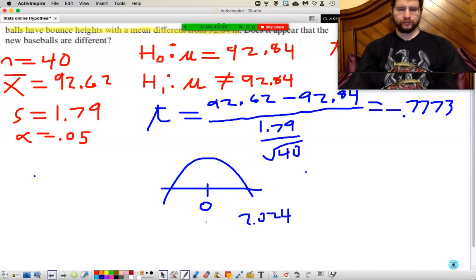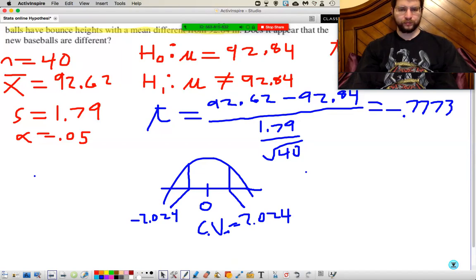That's my critical value, so I'm going to put that right here. That's 2.024. Now, I also have the two tail, negative 2.024. And we're just going to shade those tails and look at our test statistic.